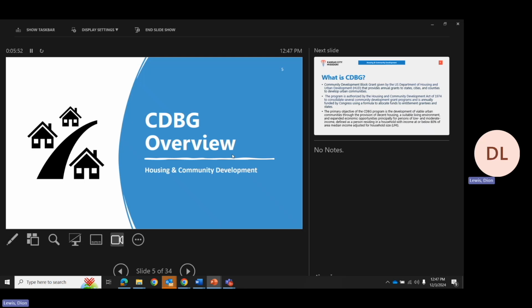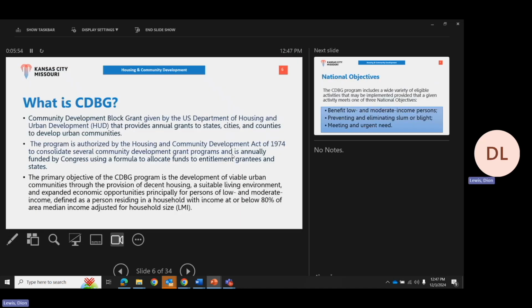All right, so CDBG overview, just getting down to it. I'm not going to read everything, because this information will be out there, but pretty much the CDBG is a funding tool that helps provide annual grants through states and cities and counties for the development of the urban communities. The program is authorized by the Housing and Community Development Act of 1974. It consolidates several community development grants.